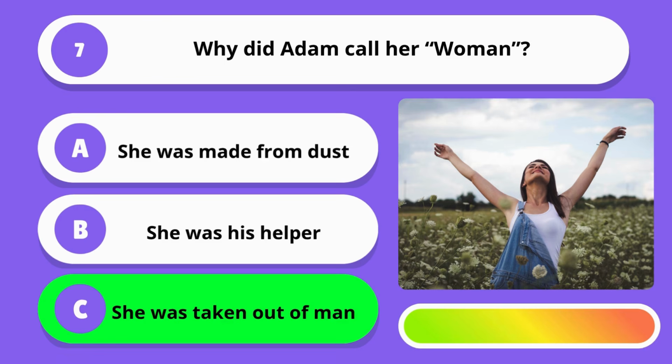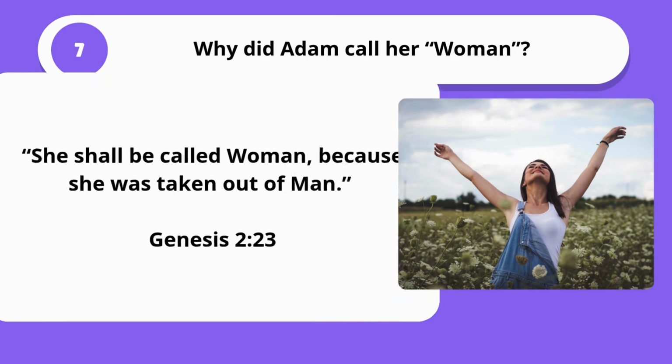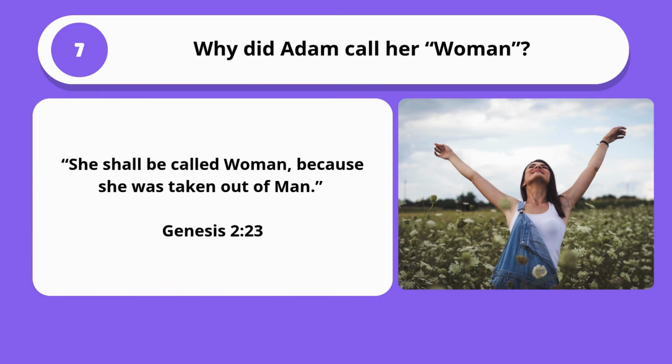The correct answer is she was taken out of man. She shall be called woman because she was taken out of man. Genesis 2:23. Let's keep going.